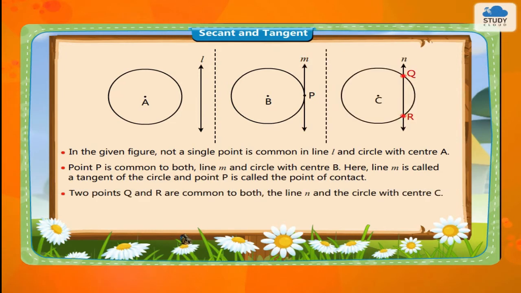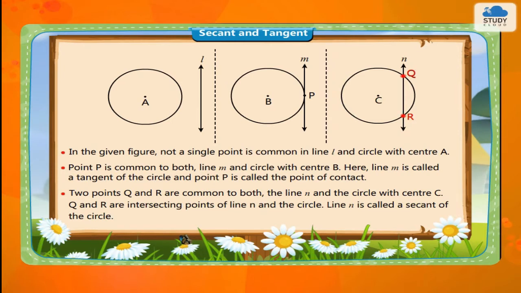Two points Q and R are common to both, the line N and the circle with center C. Q and R are intersecting points of line N and the circle. Line N is called a secant of the circle. Let us understand an important property of a tangent from the following activity.